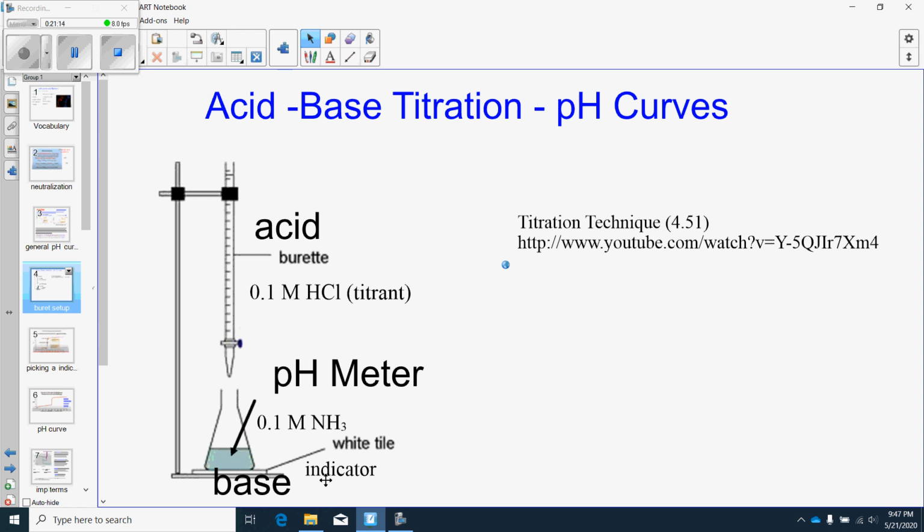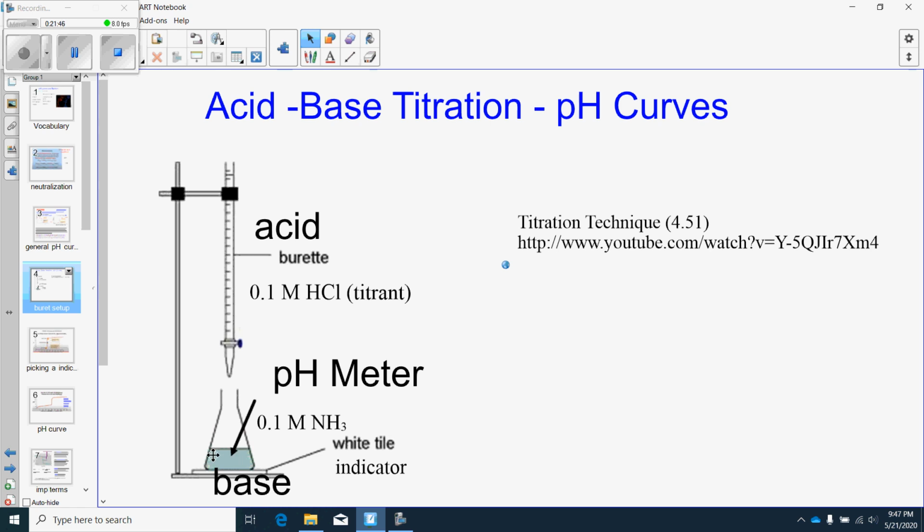But there's also an indicator in here, and we need one because we're not measuring this in real time. We're measuring data, but we're going to go and graph it later. So we need to have a visual indication that there is an endpoint, that there is a neutralization happening. And so what we use is an indicator, and we've worked with indicators before. So if we can put a color in here, we could know if it's base to start or acid to start.